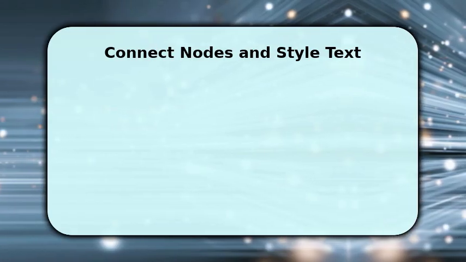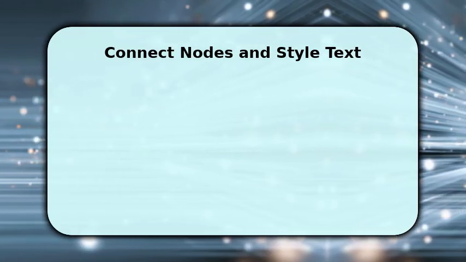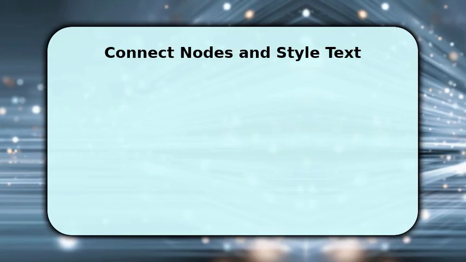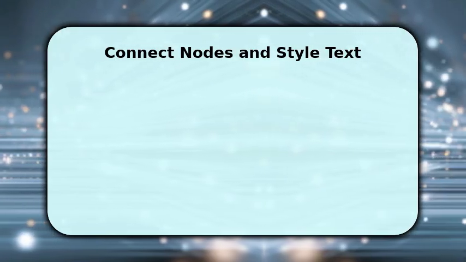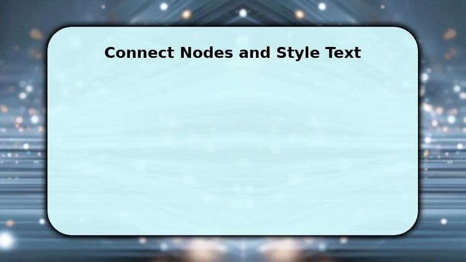Add a drop shadow with distance 5 and softness 8 to enhance legibility. Preview the alpha channel again to ensure the background remains transparent while the text and effects stay visible.